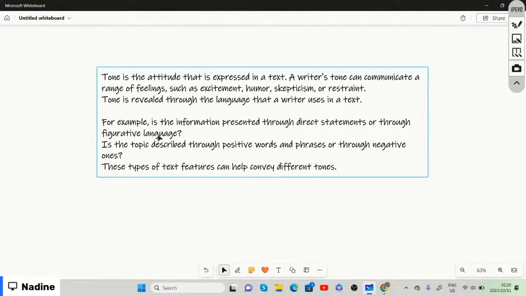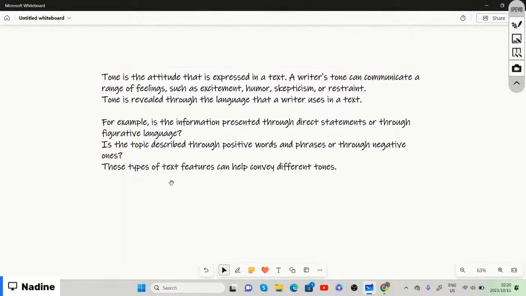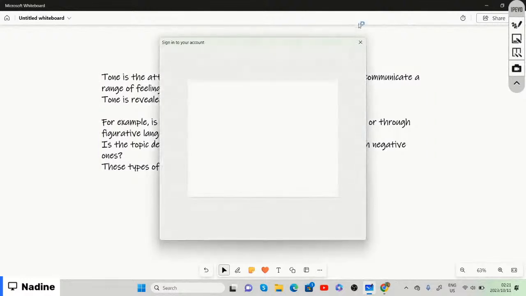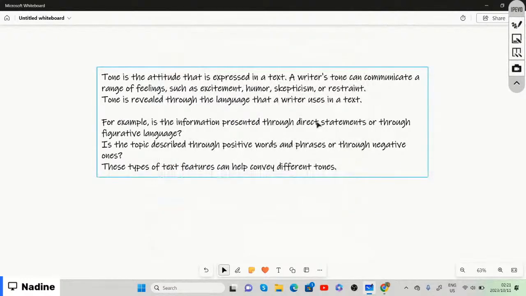All right. So tone is revealed through the language that the writer uses within a text. For example, is the information presented through direct statements or figurative language? And remember, when it comes to tone, writing needs to be presented through direct statements, because figurative language would basically be seen as not being as serious or as important. We also need to ask ourselves, is the topic described through positive words and phrases or through negative ones?